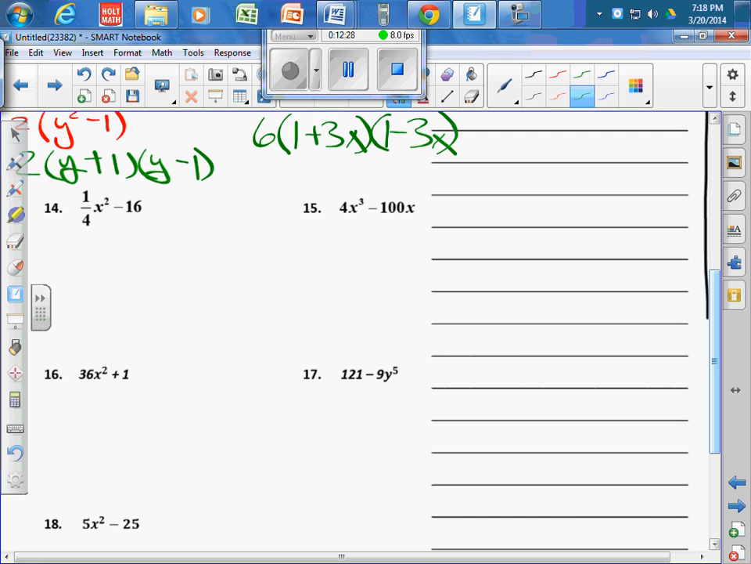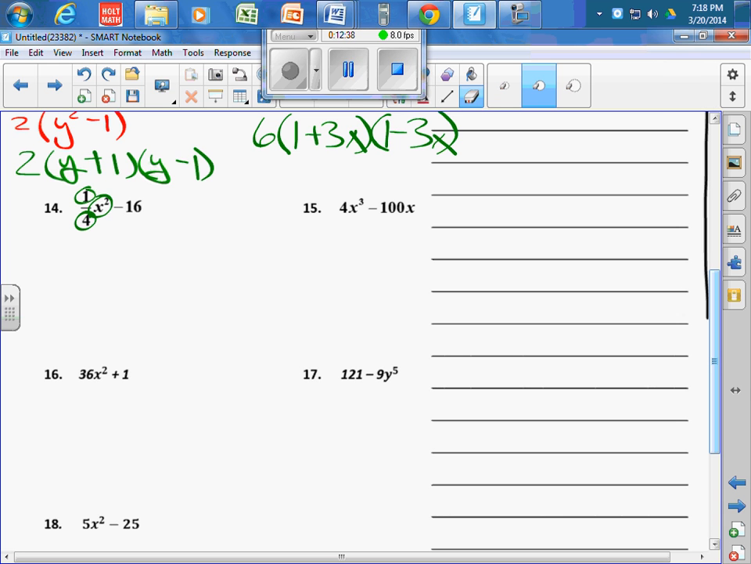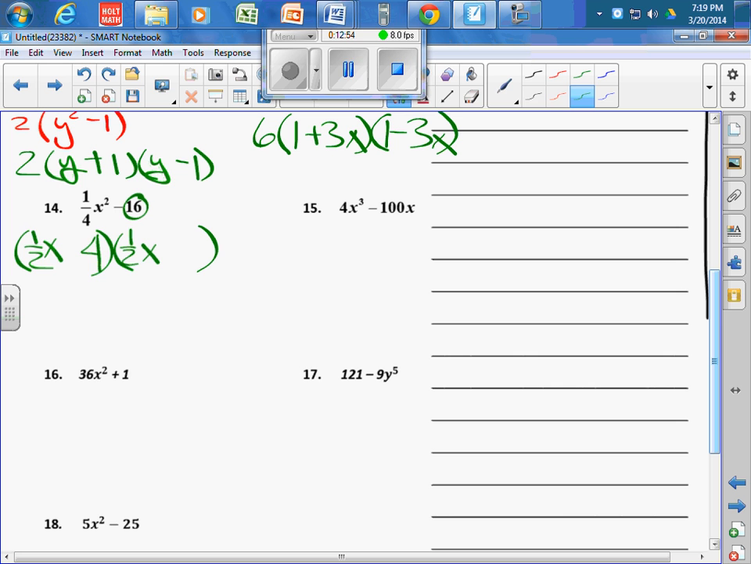Number 14, 1/4 is a perfect square. What's the square root of 1? 1. What's the square root of 4? 2. What's the square root of x squared? X. So the square root of 1/4 x squared is 1/2 x. Whoops. Let's try that again. 1/2 x here and 1/2 x here. What's the square root of 16? Well, it's 4, so it goes here and here. 1's plus and 1's minus, and you're done.